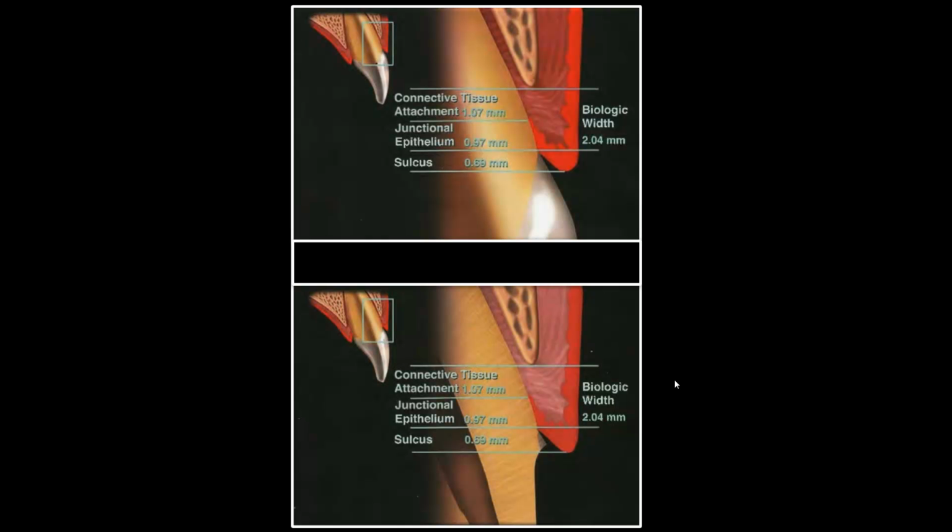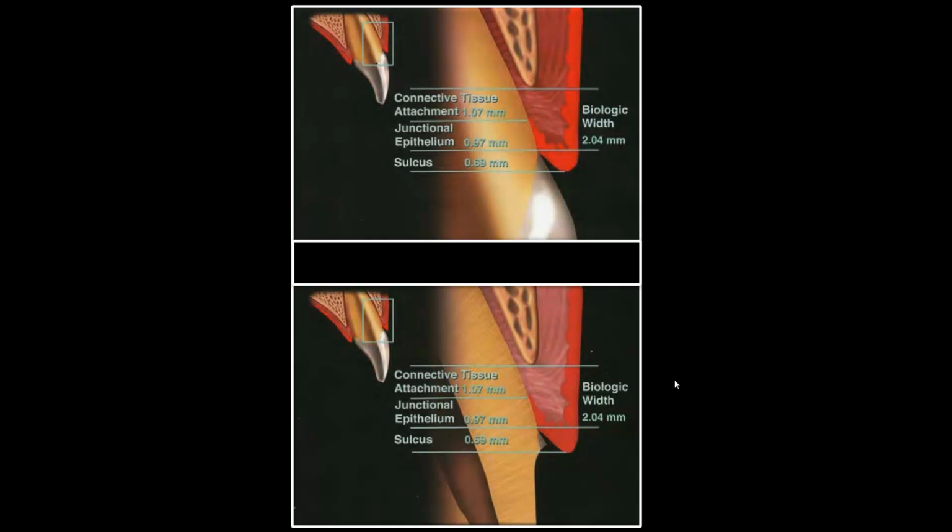You look at this picture, it's a familiar picture from a textbook. Gargiulo in 1961 developed these three parts of the biological width. The term biological width is not quite right, because it's biological length, not width. But also in the biological width there is a horizontal component. If you look at the picture, the biological width is 2.4 millimeters. And it's connective tissue, junctional epithelium, and sulcus.